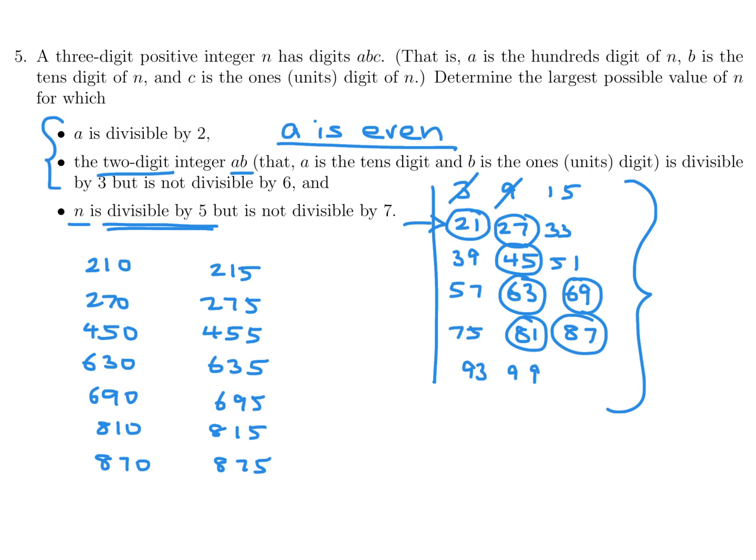So we've got to get rid of the ones that are divisible by 7. This is divisible by 7, so I get rid of that one. So is this, and so is this, and so is this. So the only ones that are left are the ones that I didn't cross out, and they want the largest of those, and the largest of those is 870.